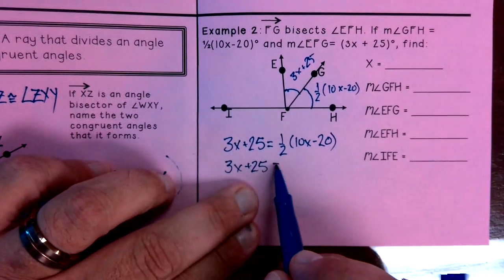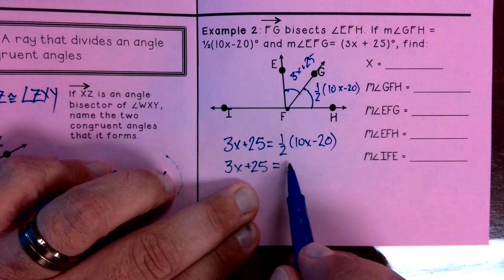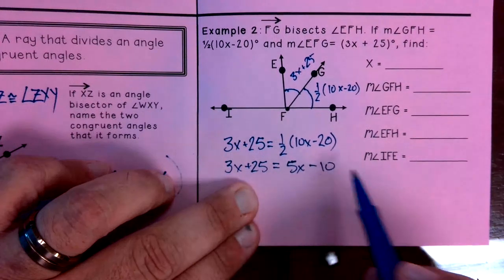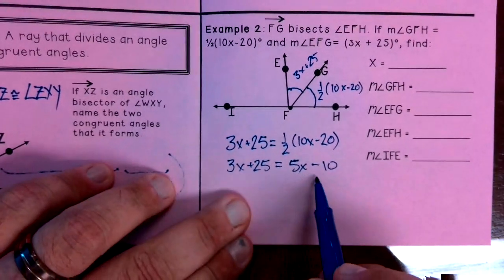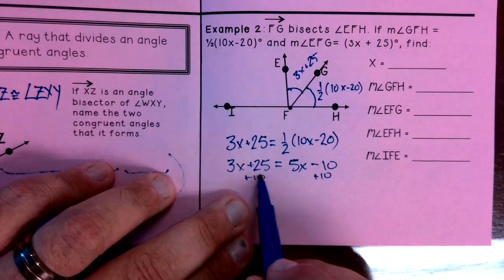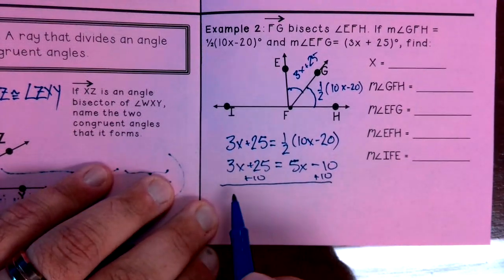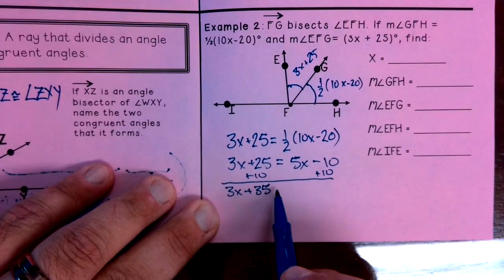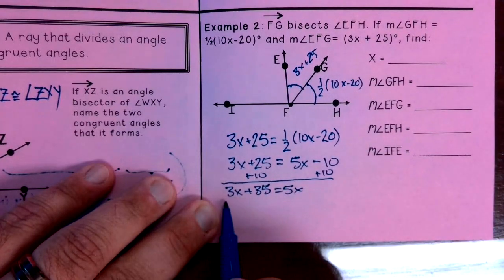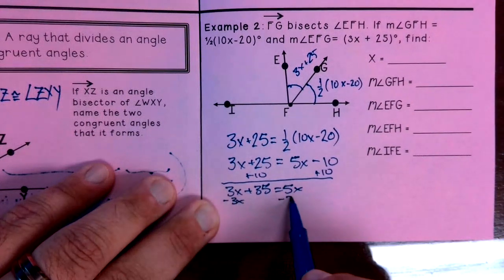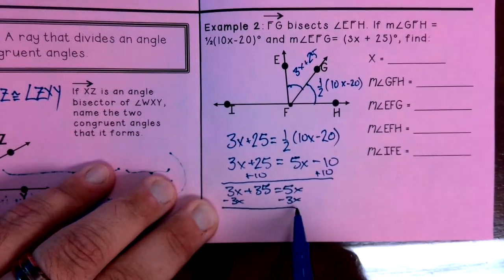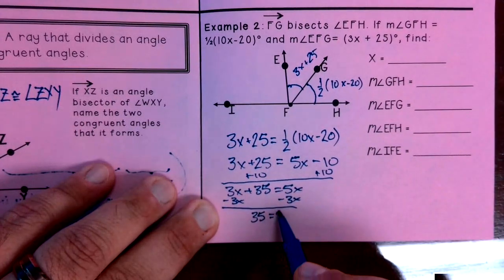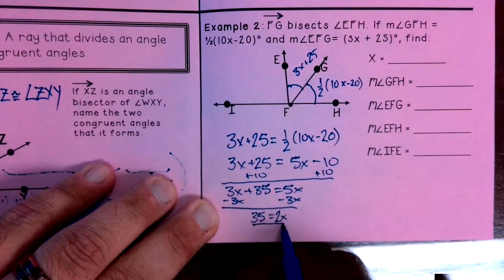I'm going to go ahead and distribute that 1/2 through. 1/2 of 10 is 5. 1/2 of 20 is 10. I'll add 10 to both sides and get 3x plus 35 equals 5x. Subtract the 3x from both sides. Get 35 equals 2x. And I'll divide by 2.